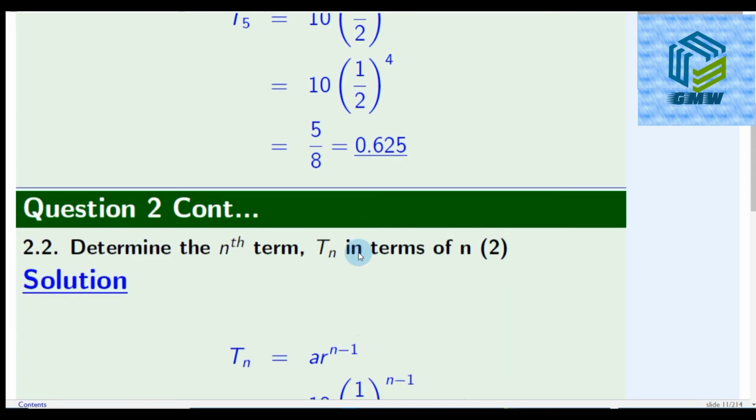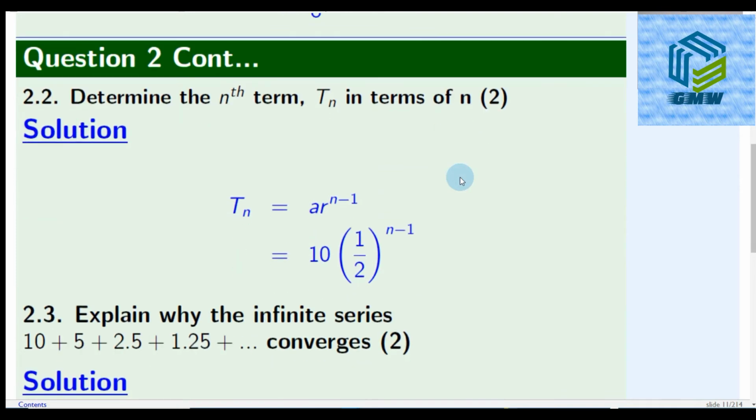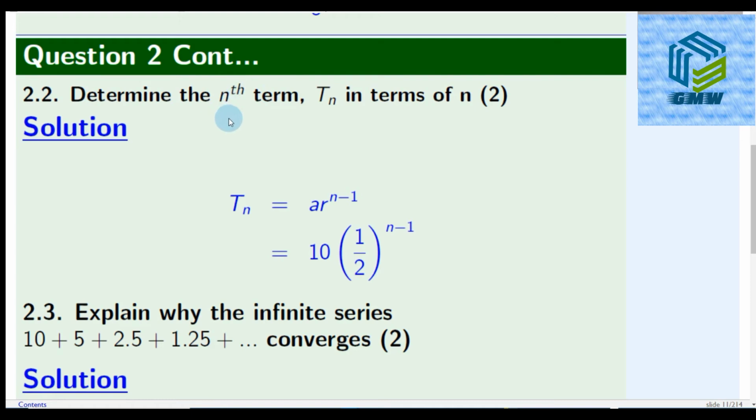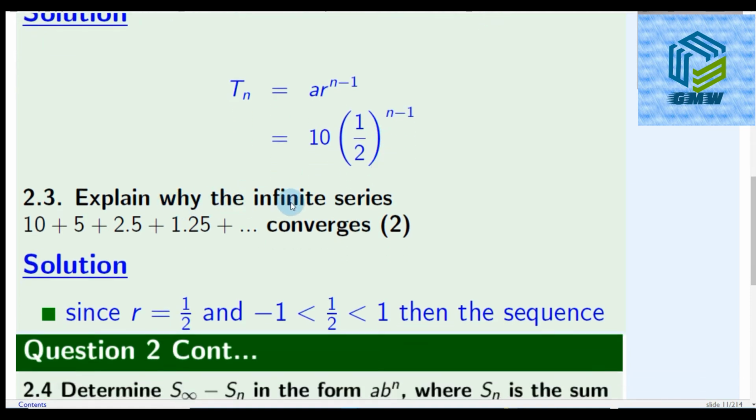Now continuing with the questions, we have to determine the nth term Tn in terms of n. We are still dealing with the nth term, so we use this formula, and here they did not give us how many terms, so n remains. So where there is n, we still have our n. A we substitute and our R is known as half, but n remains as required by the question. When a question says in terms of n, it means n remains as part of your solution. That's exactly it. Now 2.3: explain why the infinite series 10 plus 5 plus 2.5 plus 1.25 converges.